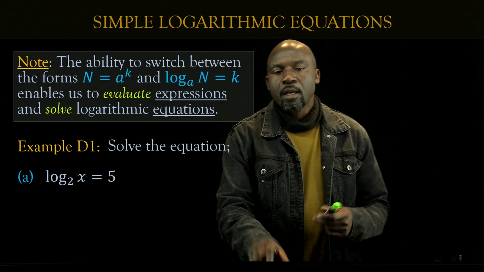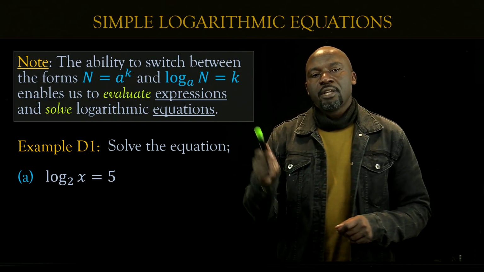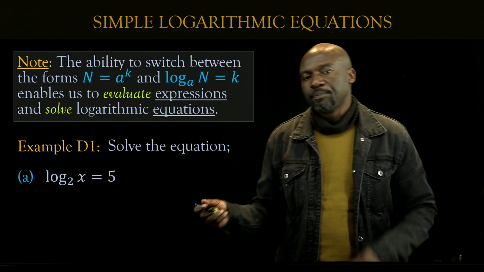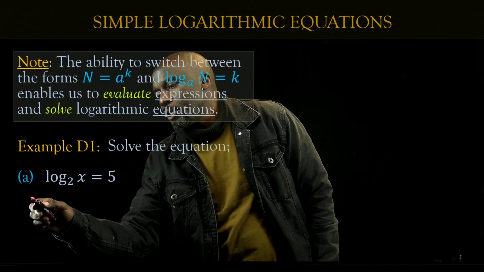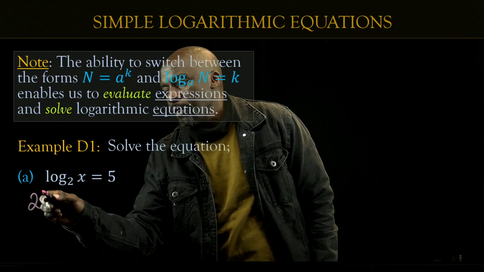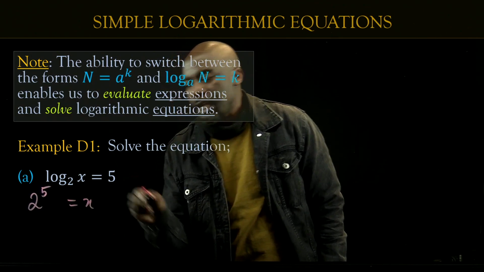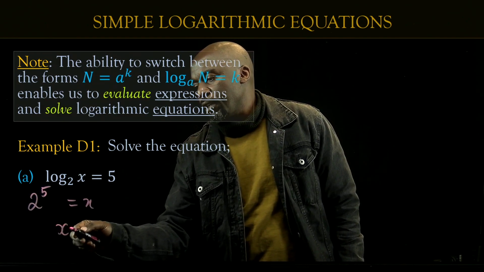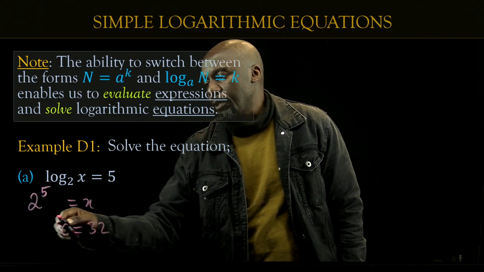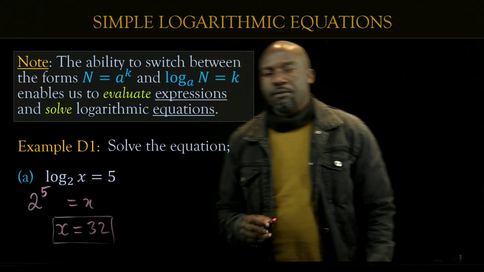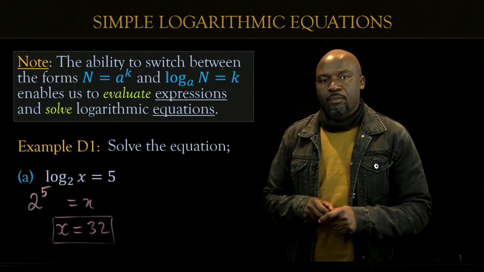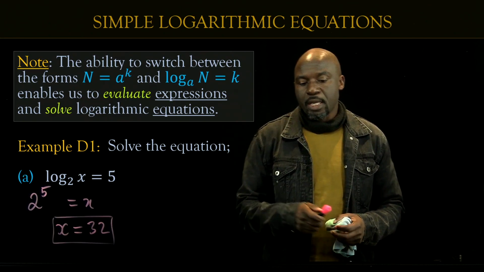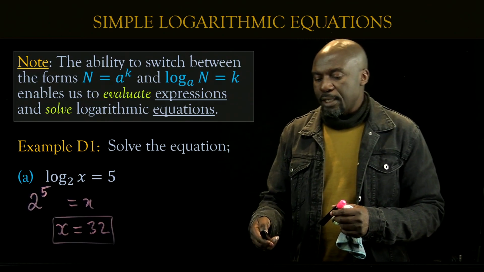And the way to do this, once again, as you may have suspected, is to change from logarithmic notation back to index or exponential notation. So we write 2 to the power of 5 must be equal to x, just like that. 2 to the power of 5 is 32, and therefore the value of x must be 32. Very, very simple. Just change from logarithmic notation into exponential notation, and that gives us the answer that we are looking for. Do we have another one?